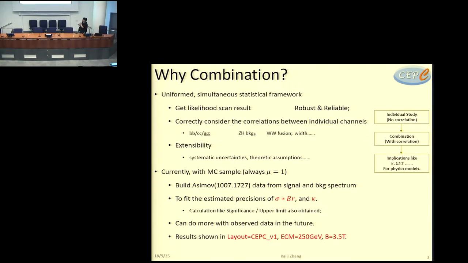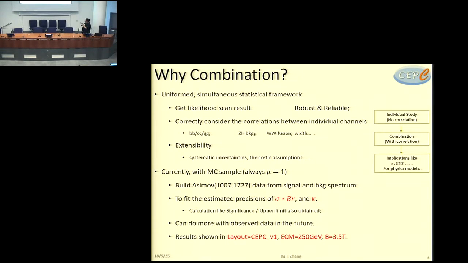First, I will introduce why we do the Higgs combination. We can provide a uniform and simultaneous statistical framework, and we can get the likelihood scan result, which is the most robust and reliable. In the individual study, we didn't consider correlation, but with the Higgs combination we can consider correlation, and we can fit the best implications like the kappa or the EFT or others theorists may be interested in.